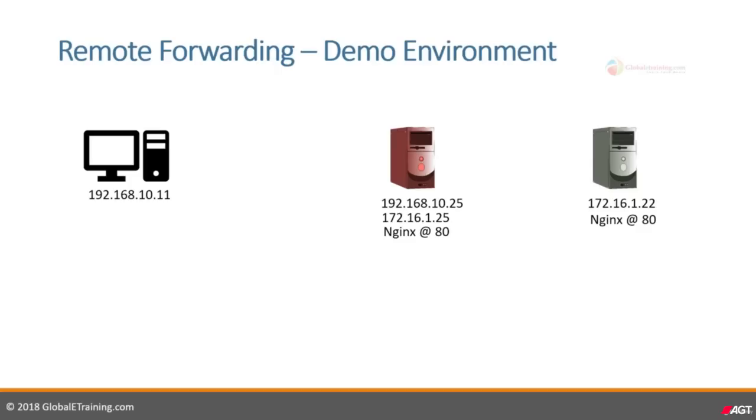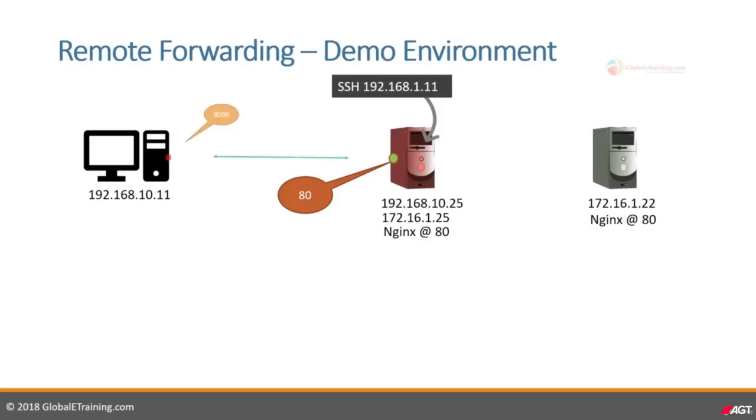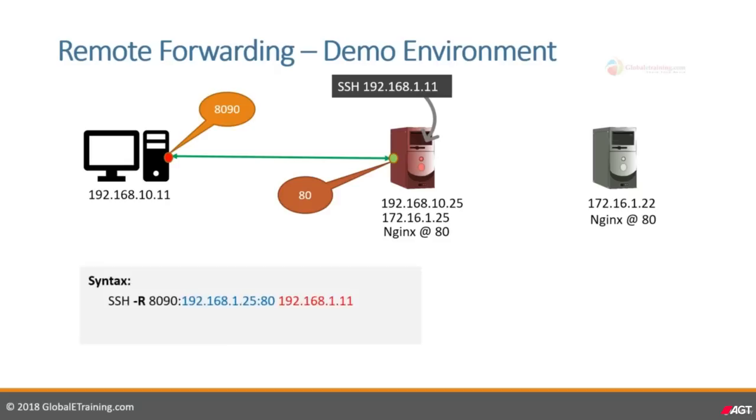With the remote forwarding, we would run the SSH commands on the jump server with the IP addresses 192.168.10.25 and 172.16.1.25. And the result is that we would open up new ports on the .11 machine. And in this case, we would open 8090 and 8091.